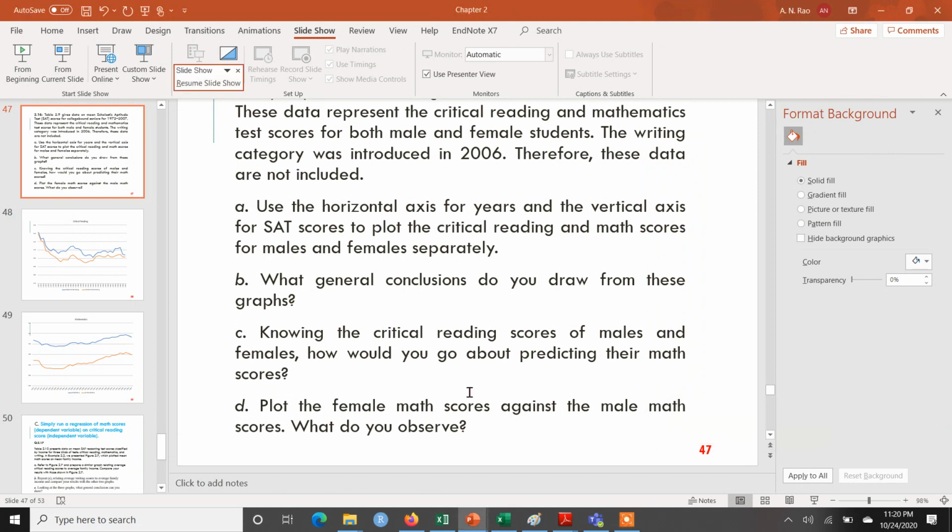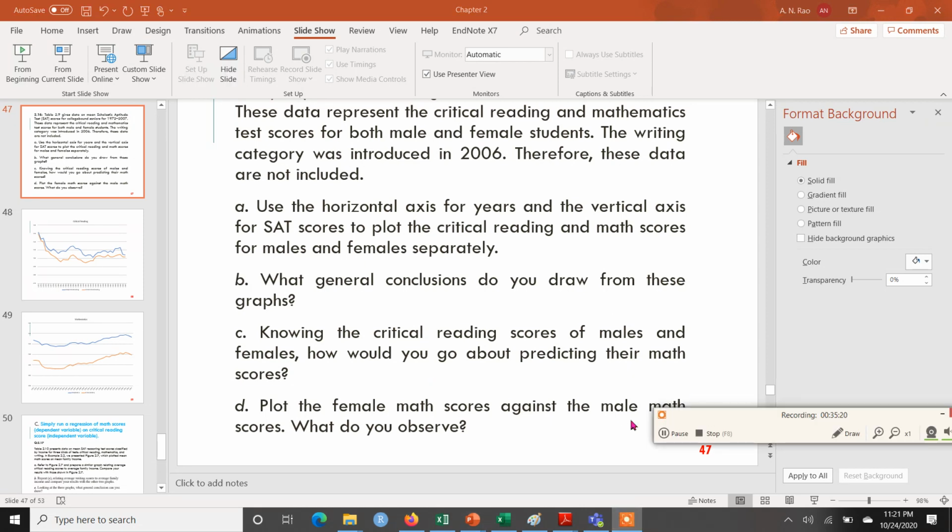Now, continuing with this example, part D says that we have to plot the female math scores against the male math scores, and what do you observe? So I leave it to you to use the data that I've just mentioned in the Excel file, and I can provide you this data set, and you can do this activity, and based on the things that you have learned so far from this video, you can explore what type of relationship is displayed by that scatter plot.